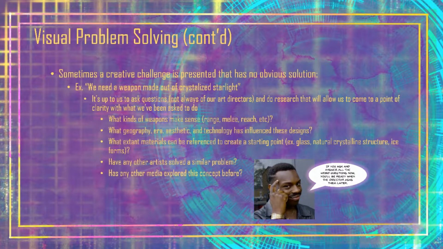So, you're not given a specific type of weapon. The most material thing you have about it is crystallized, and you have to figure out how to make starlight look solid. Or not. But you have to figure out how to confront that challenge.